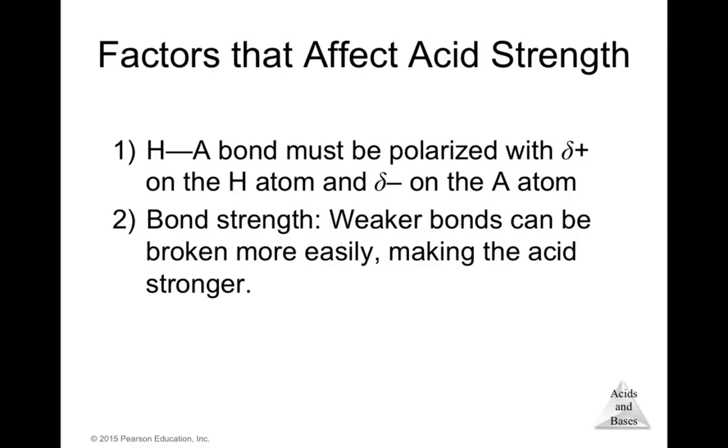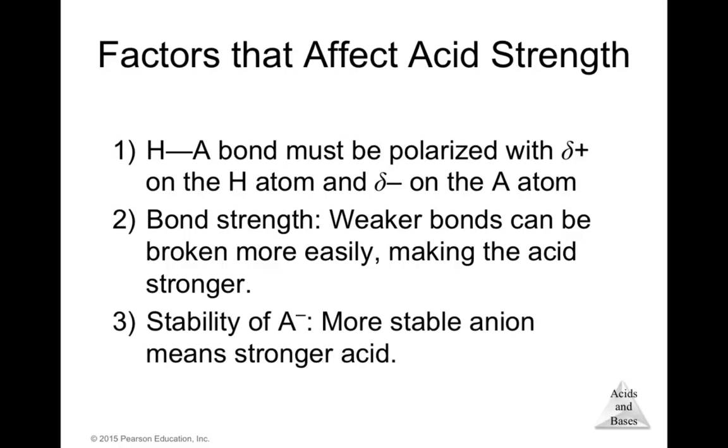Second is the bond strength. The weaker the bond, the more easily it can be broken, and this will make the acid stronger. So if we can somehow decrease the strength of that bond, that will make that hydrogen more acidic. The third factor is the stability of the anion that is going to be produced, because when you remove a proton, you remove a positive charge, so a negative charge will be produced.